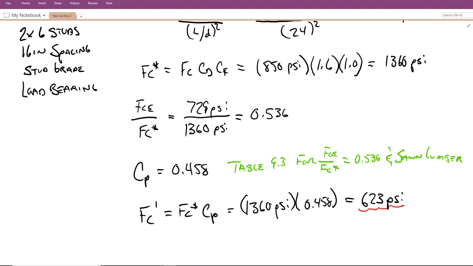I'm going to spend a few seconds erasing, set up to solve the next couple steps, and then we'll come back.